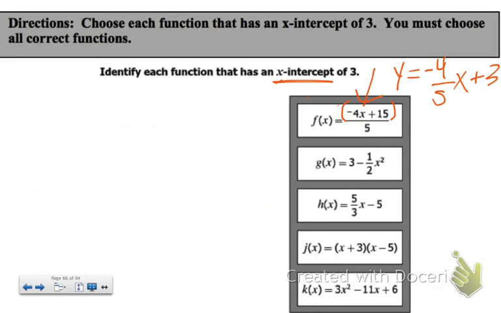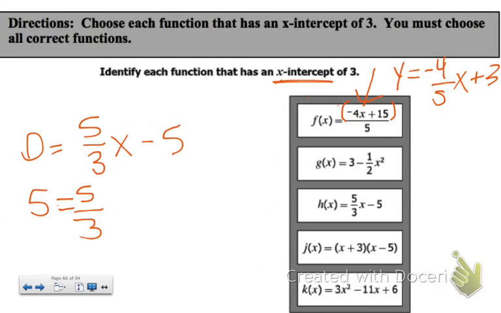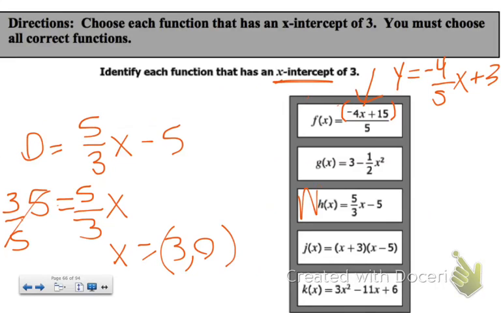H of x, let's make y 0. Solve for x. Multiply by the reciprocal, which is 3 over 5, and we do get an x-intercept of 3. Okay, so that one you would click.